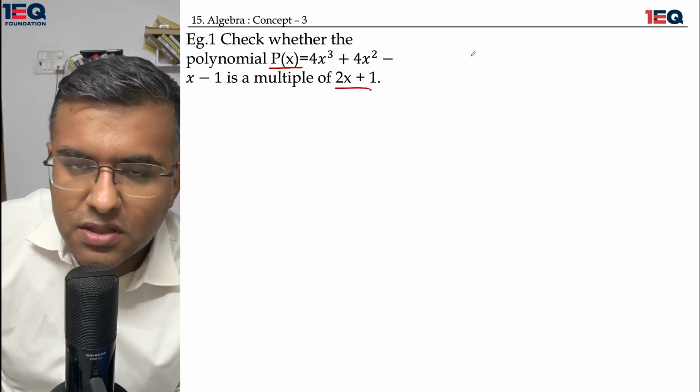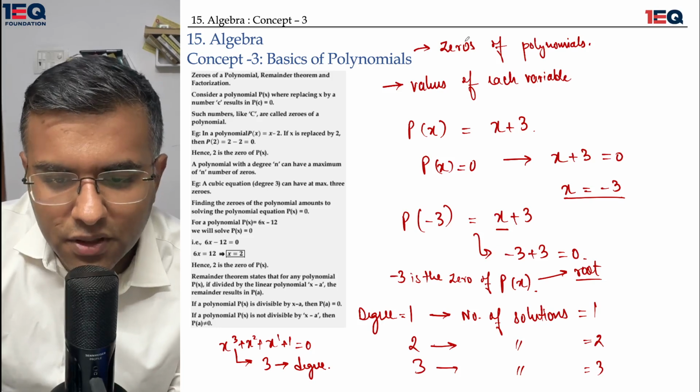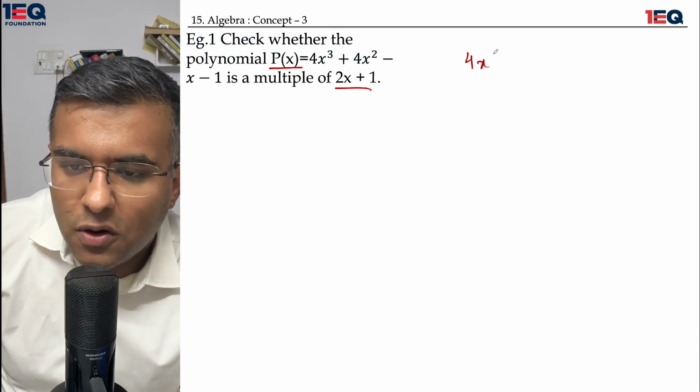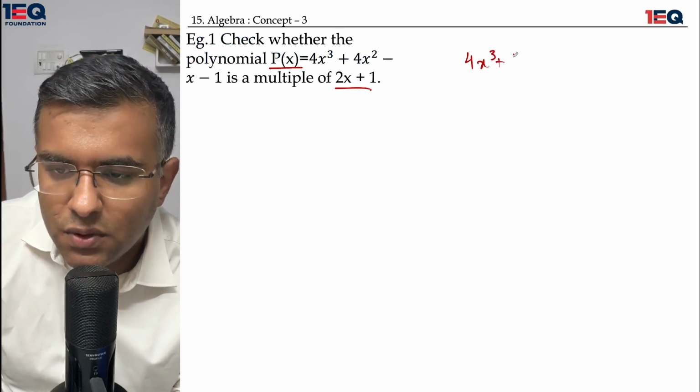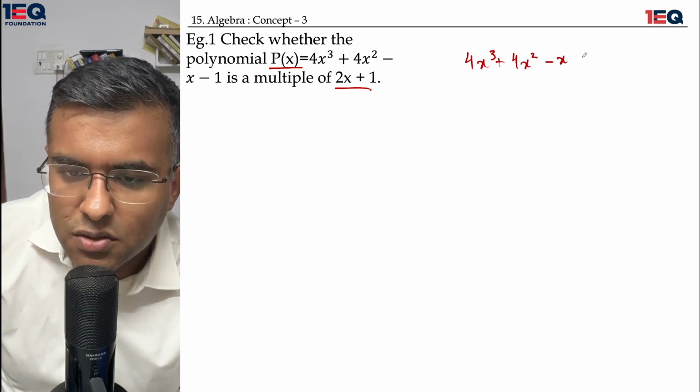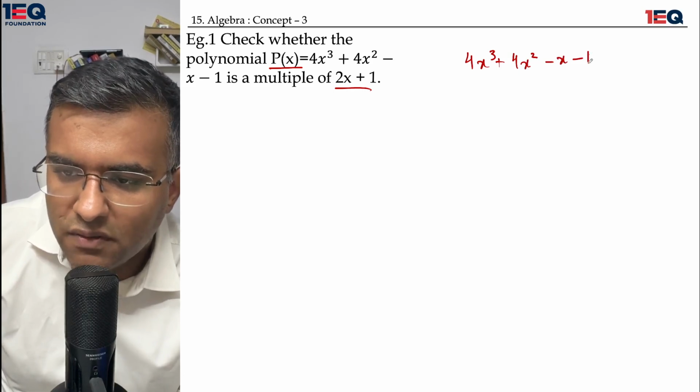Okay, check whether the polynomial is a multiple of 2x plus 1. In such a situation, what do we do? We've written about it over here on the left hand side. There are two ways of doing it. There is a long division method as well, which we used to do in school, but I would not recommend that because there is a shorter way of dealing with it.